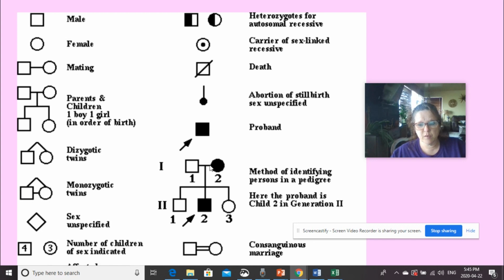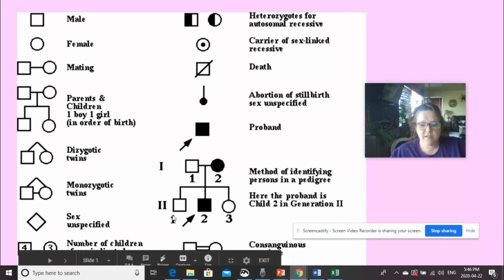You'll also notice that this person is fully affected, as opposed to this one being halfway affected, being a heterozygote. That means this person is fully affected. So if you're not writing in the genotype, this is how you would identify that that person has the 2 recessive alleles. And this is just showing you here that this person is affected, and it's person 2 in generation 2, the second person in.